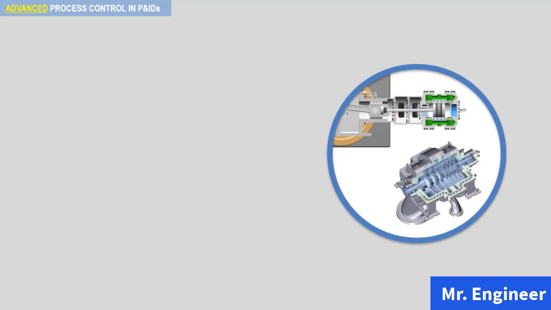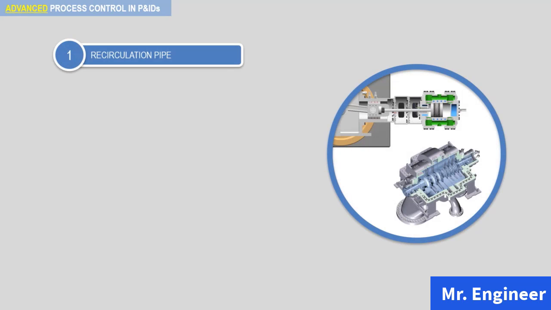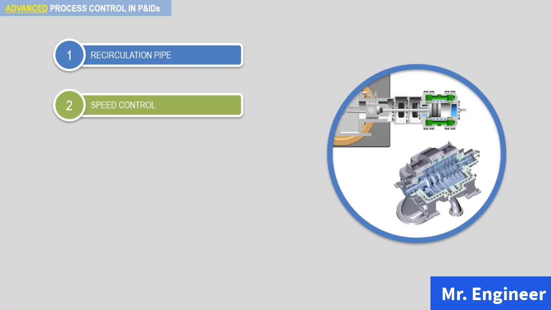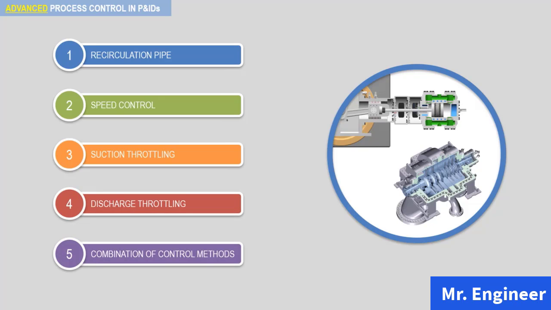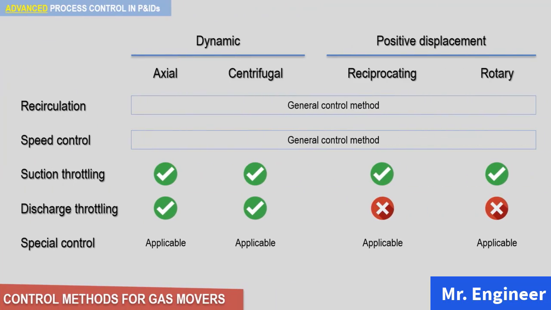There are 5 main types of control for gas movers. These are recirculation pipe, speed control, suction throttling, discharge throttling, and a combination of control methods based on the structure of the gas mover. Take a look at the following table. It shows which methods are technically applicable for which types of gas mover.